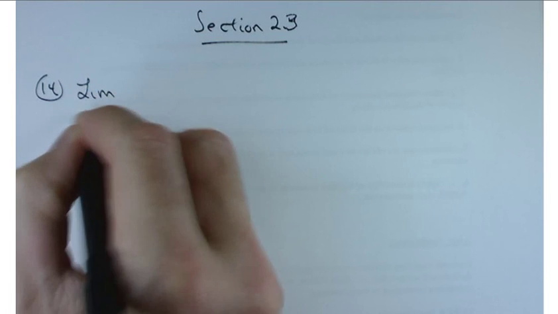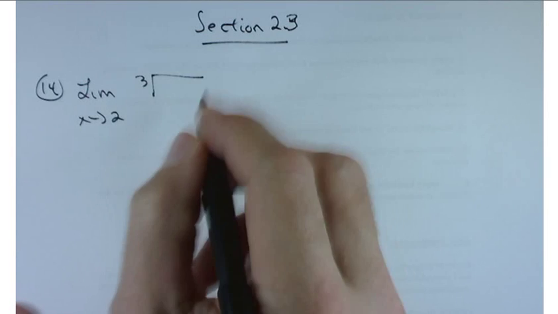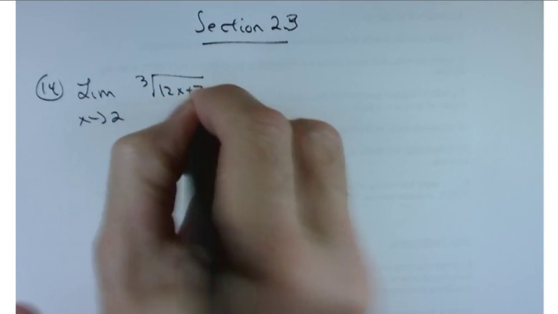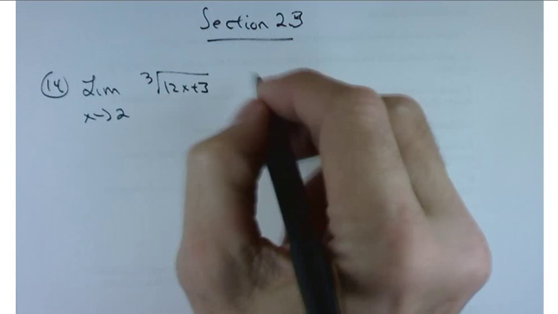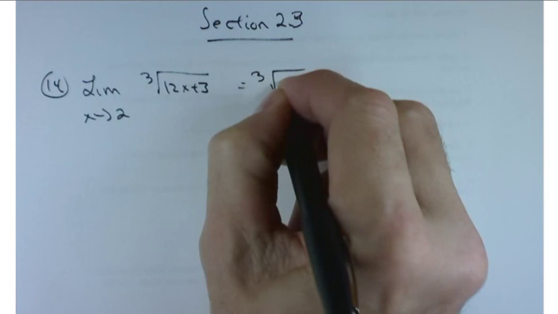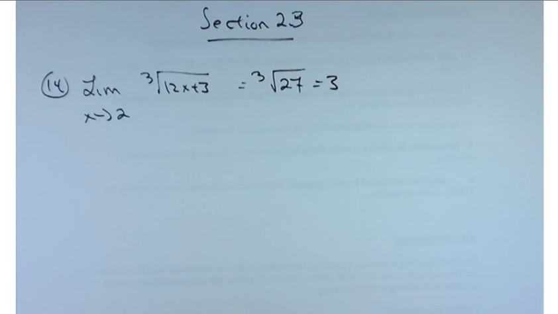Let's begin this way with the limit as x approaches 2 of the cube root of 12x plus 3. What would you do for something like this? How would you calculate that limit? Yeah, plug it in. First thing you should always try when working with limits is to plug in the limit. In this case, we get the cube root of 27, which is 3. Great, you're done.